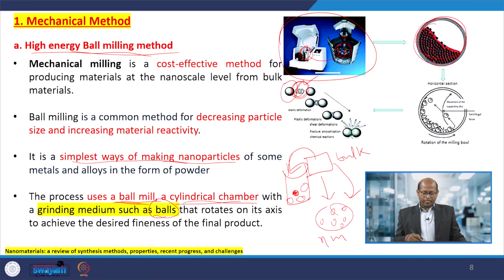Then friction or collisions occur between the balls and the materials, so there are different types of deformation stages: elastic deformation, plastic deformation, and shear deformation. After that, the crystals or larger particles change into smaller particles or smaller molecules.